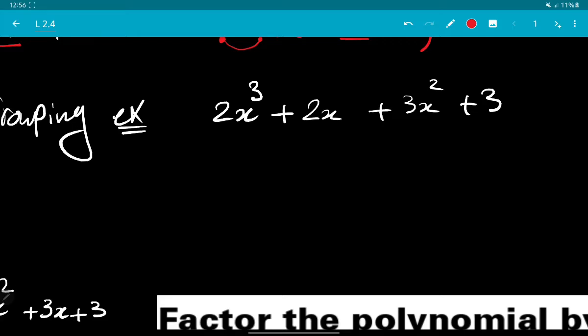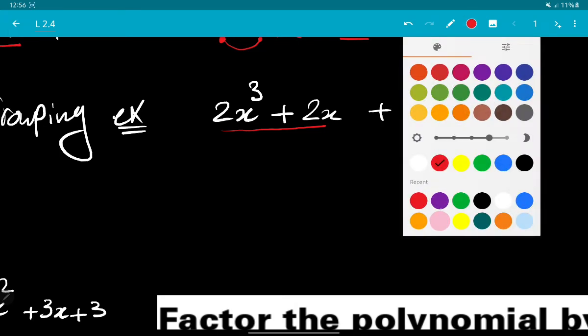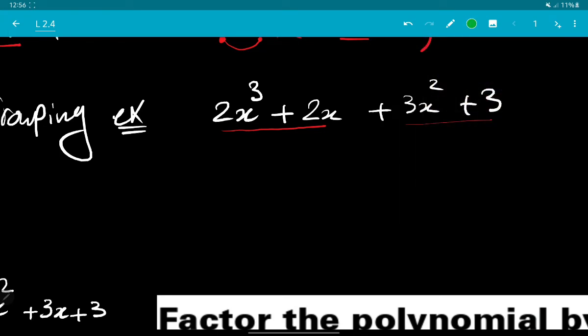I will divide the polynomial in two groups. This is the first group, and try to find the common factor in the first group. And this is the second group, try also to find the common factor between them.